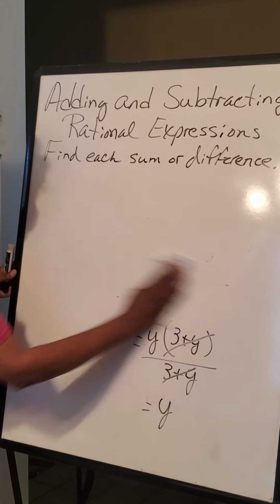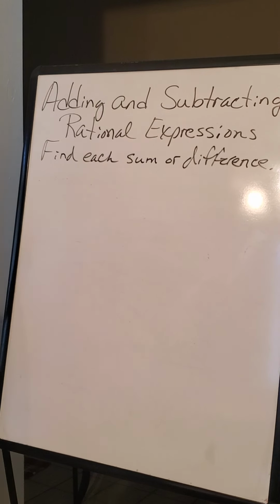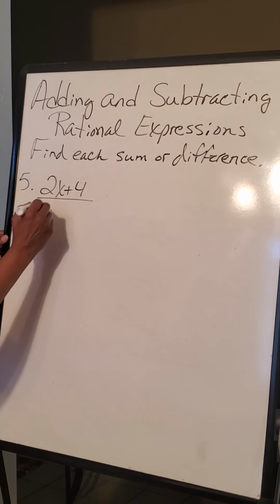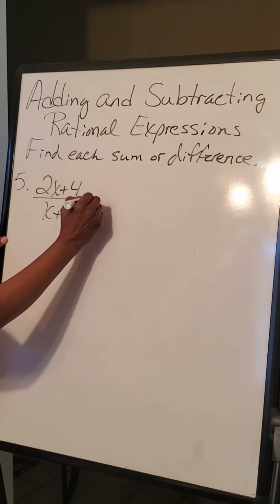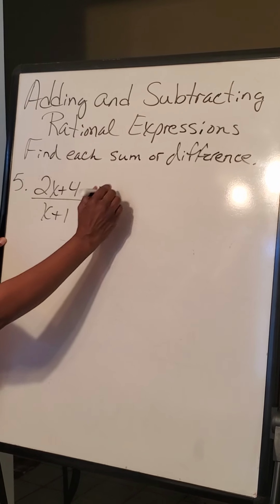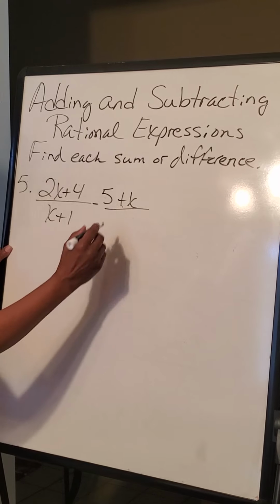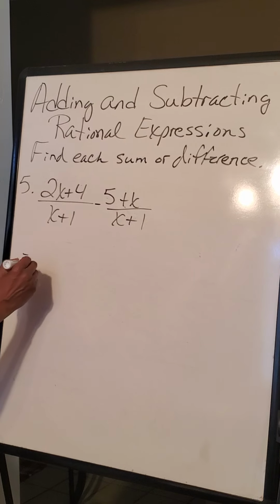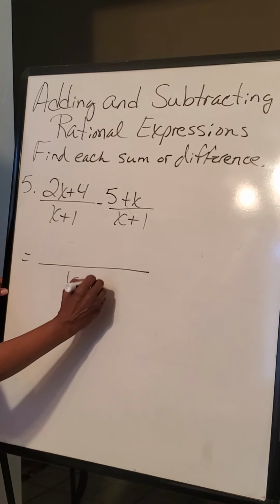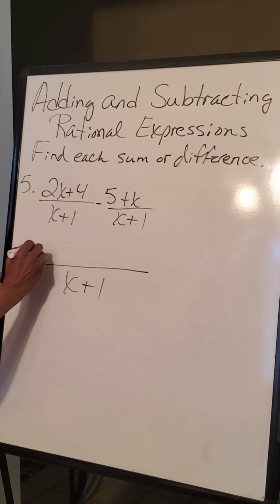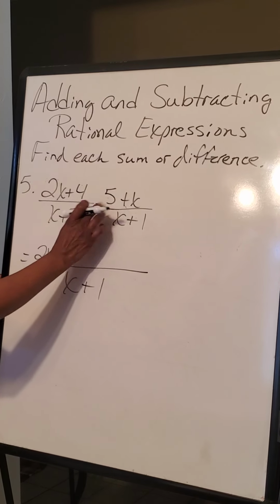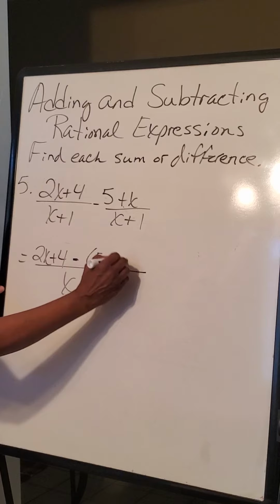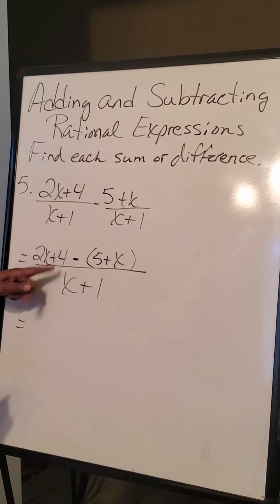Example 5. I had 2x plus 4 over x plus 1, and I'm going to subtract 5 plus x over x plus 1. Well, they have the same denominator of x plus 1, so I'm just going to write that denominator just one time. I'm going to subtract my numerator, so I have a 2x plus 4. You're subtracting this, and this happens to be an expression, so I would advise you to do minus and put that in parentheses so that you won't mess up. So let's clear those parentheses.